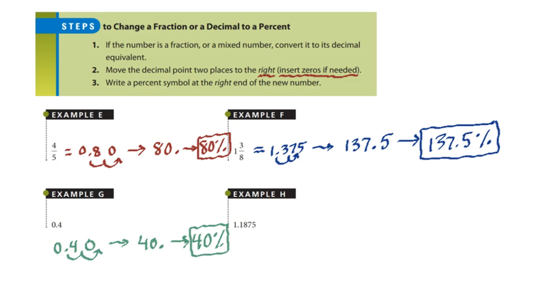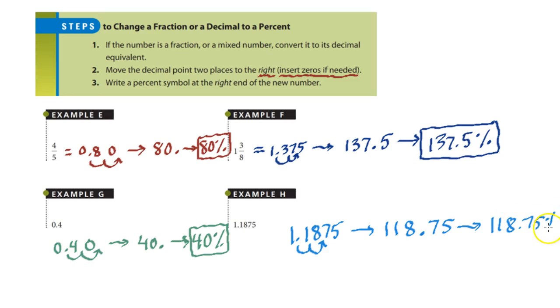Okay, so we're on the last example here, and we have 1.1875, and we want to move that decimal over 2 places. There's no fraction, so we can skip that first step again. So this becomes 118, and that decimal is in between the 8 and 7. Actually, at this point we don't have to, but let's just do it to show another step. 118.75. And put the percentage symbol in there.